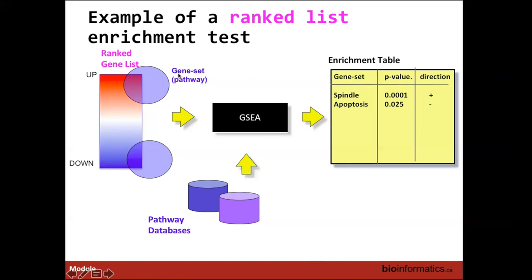So for GSEA, we run pathway analysis, but in this case we have two directions. We have the pathways enriched at the top of the list and the pathways enriched at the bottom of the list. We are going to have the p-value for all the pathways, but also the sign of the enrichment score. A positive enrichment score is a pathway significantly enriched in my upregulated genes, and a negative enrichment score is a pathway enriched in my downregulated genes.